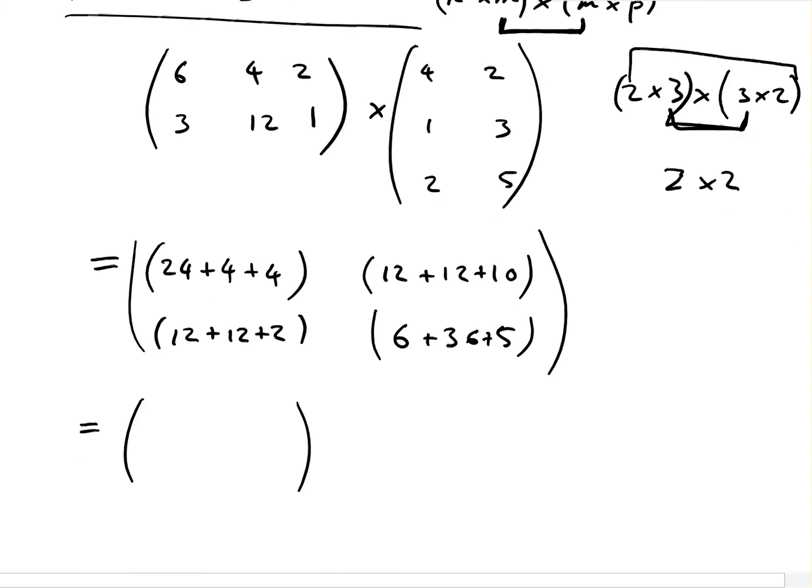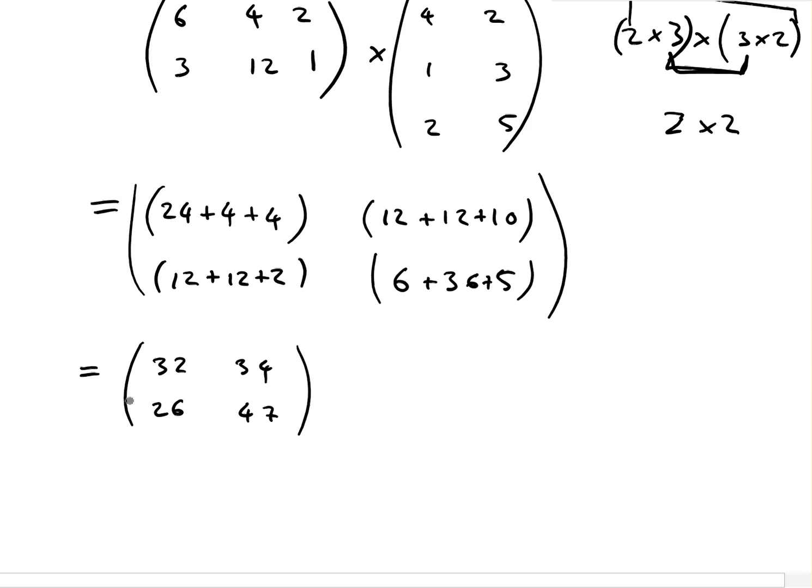Okay, now just do a little bit of simplification. This is going to be 32. This one is going to be 34. This one is going to be 26. And this one is going to be 47. Okay, and there we are, people. That is the resulting matrix.